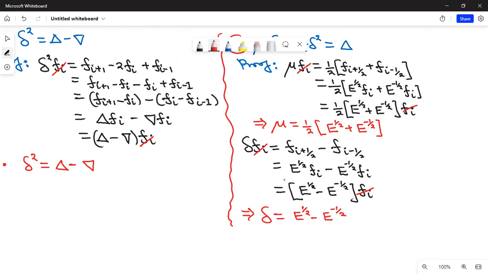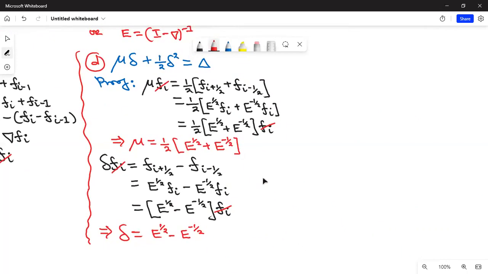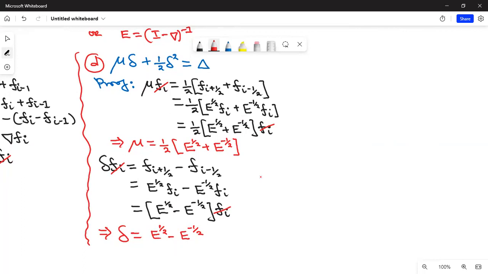So now we have those two. Therefore, now let's show that the left-hand side will give us the right-hand side of that equation. So we can start with the left-hand side and show that we are going to land at the right-hand side. In fact, I can write it here. Let me take this to the left. So now I want mu times delta plus 1/2 times delta squared. What is it equal to?